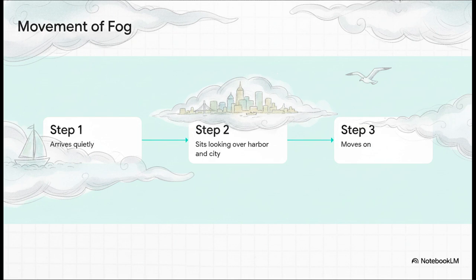Let's map out this perfect micro-narrative, showing the gentle, natural progression of the fog's lifespan over a city. Step 1, it arrives quietly. Step 2, it sits looking over the harbor and city. And finally, Step 3, it moves on. It's basically a tiny 3-act play happening in complete silence. We literally witness the arrival, the observation, and the departure.